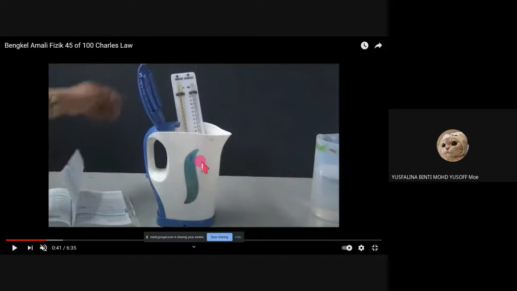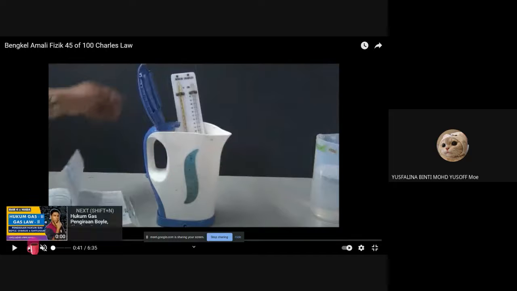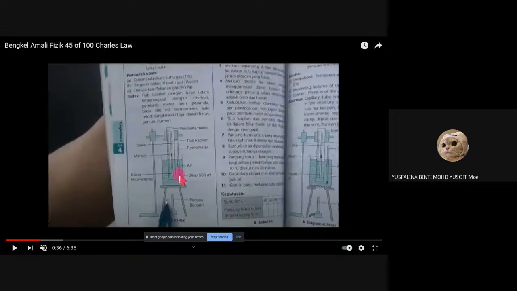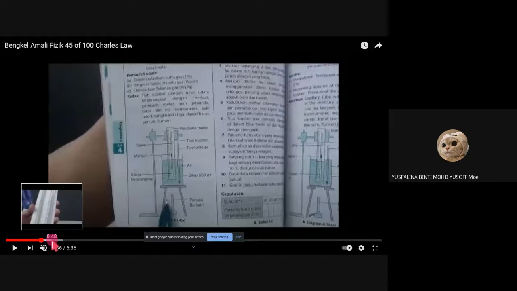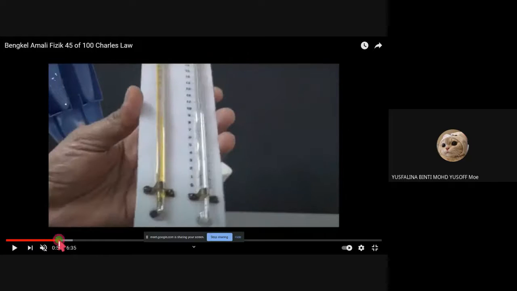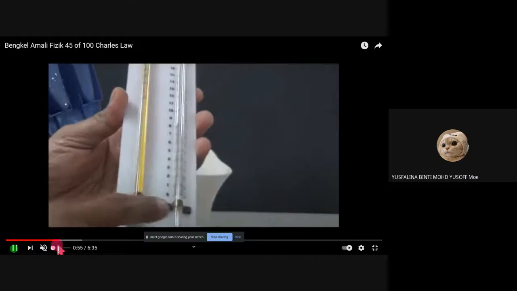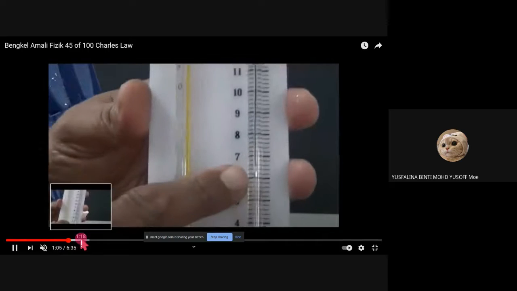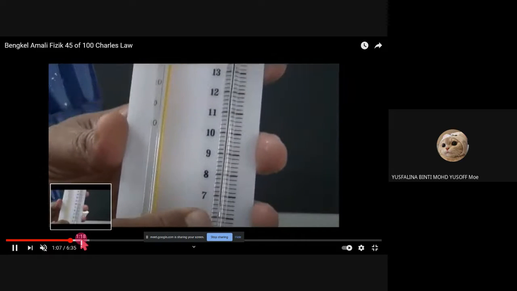So this one replaces, if not, we have to immerse it inside the water, right? So for this one, they just replace the beaker with the kettle. This is the capillary tube, and beside it is a thermometer, so it's easy for you to read. So this is the length of the capillary. You will see whether it has increased or decreased, right? So they got skill there.